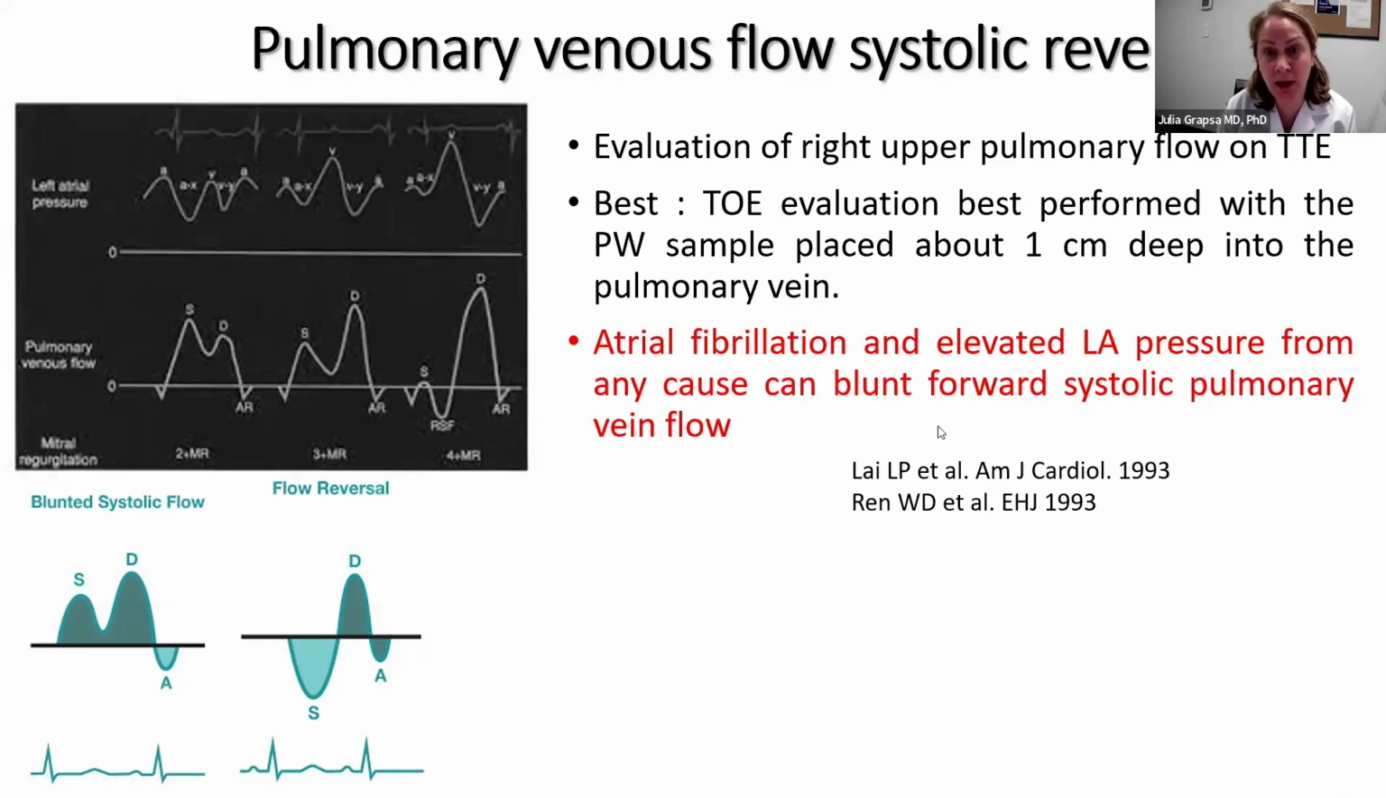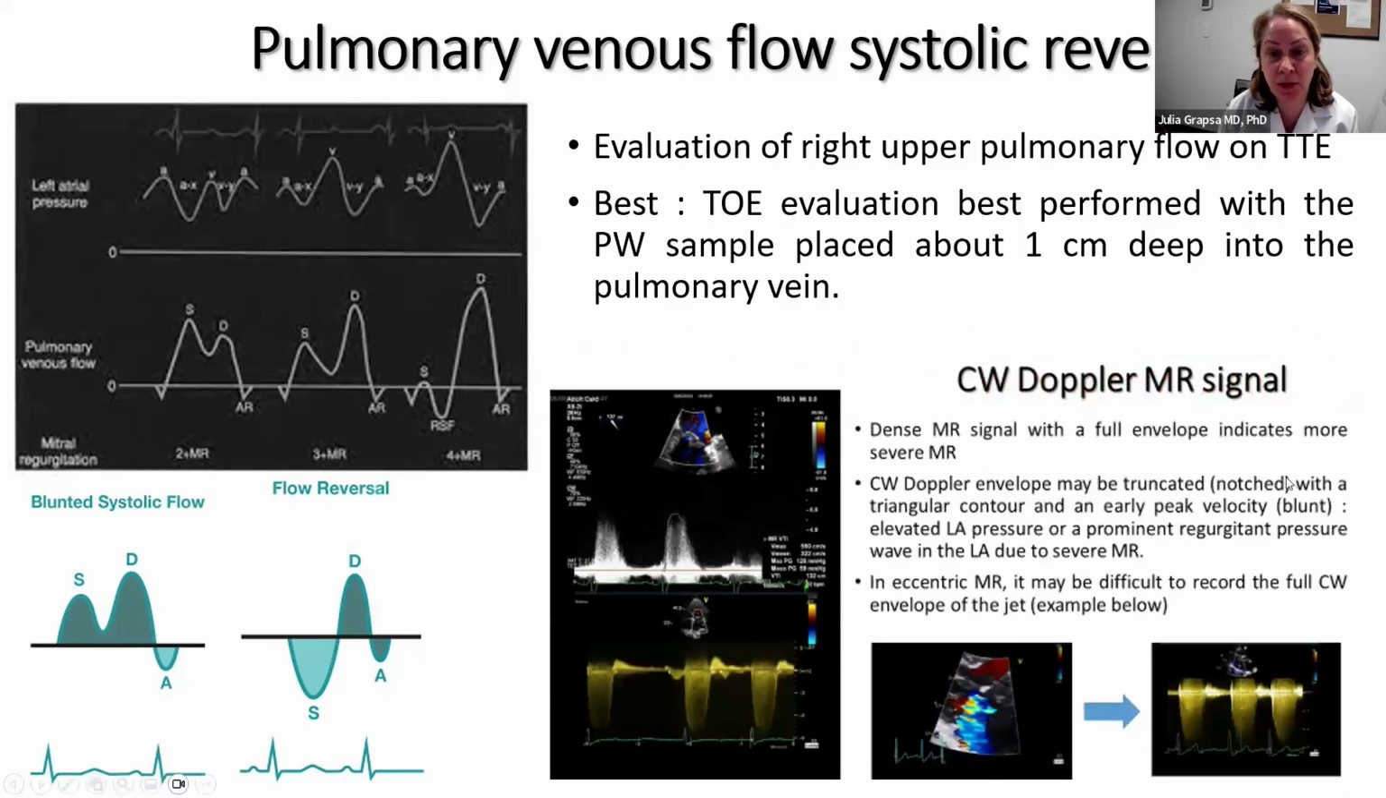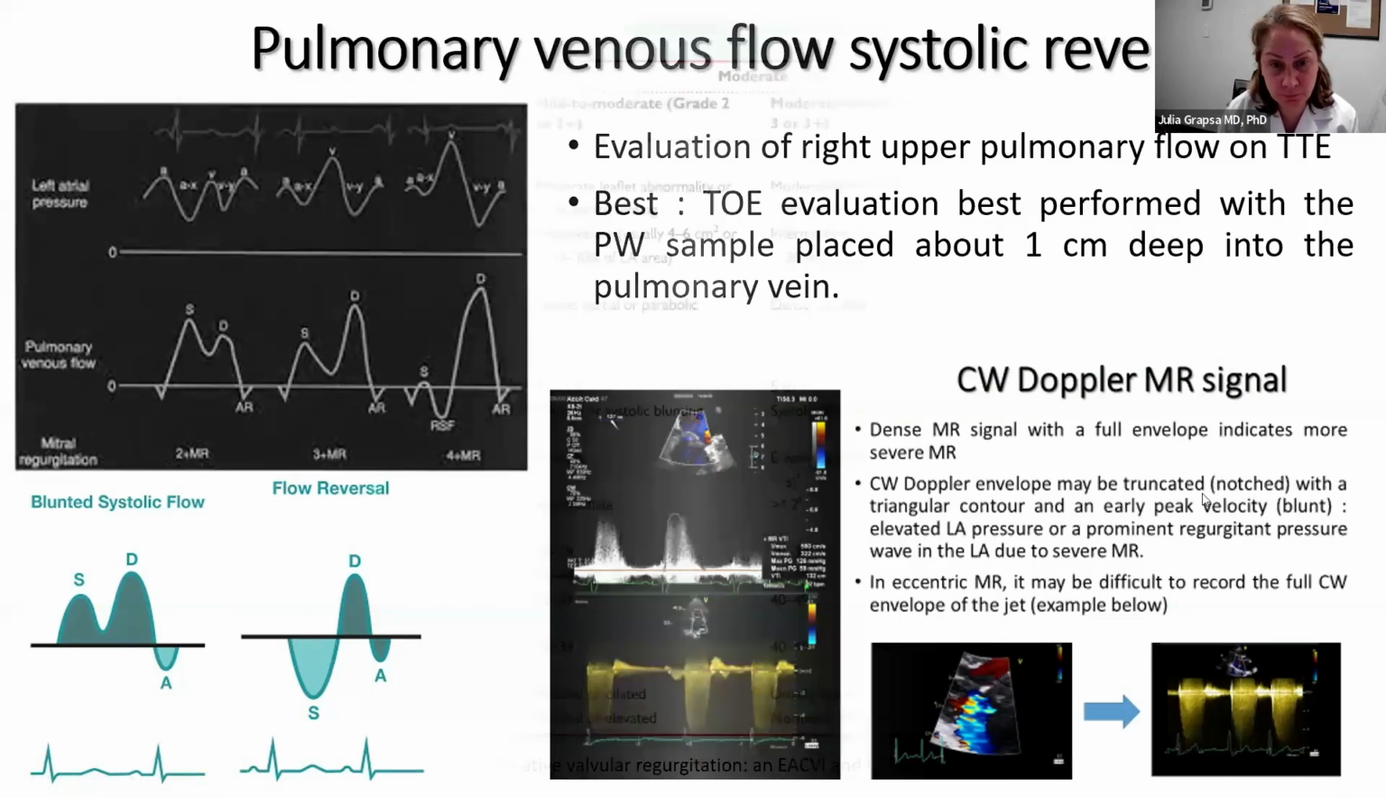We usually use it when we have, for example, mitral regurgitation that is borderline, and we want to confirm that it is severe with the systolic reversal from the pulmonary venous flow. And of course, if the continuous wave Doppler is quite dense or dagger shaped, then we understand that the mitral regurgitation is pretty severe.